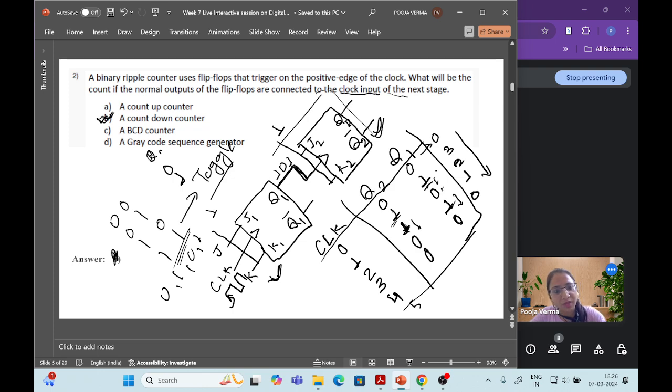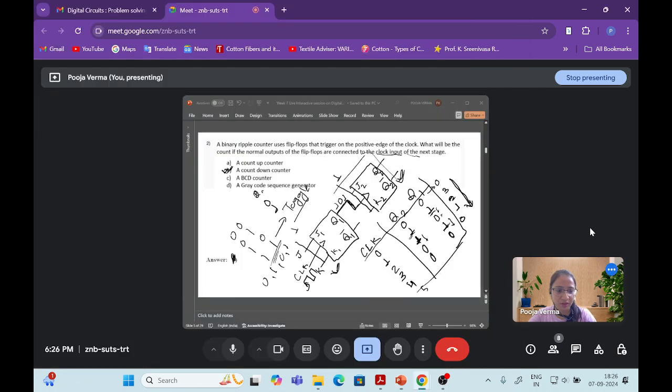Okay, so from here we can see that the output of Q2 Q1 is 1 1, 1 0, 0 1, that means 3 2 1 0, that is counting downwards. 3 2 1 0, that is called a down counter. Okay, so I hope now you have understood this question.